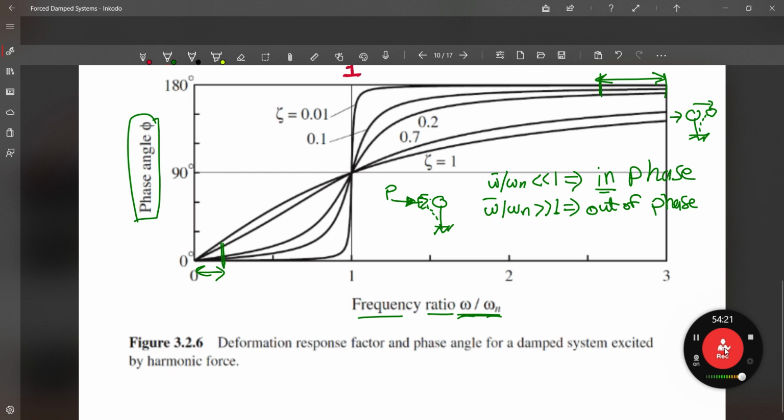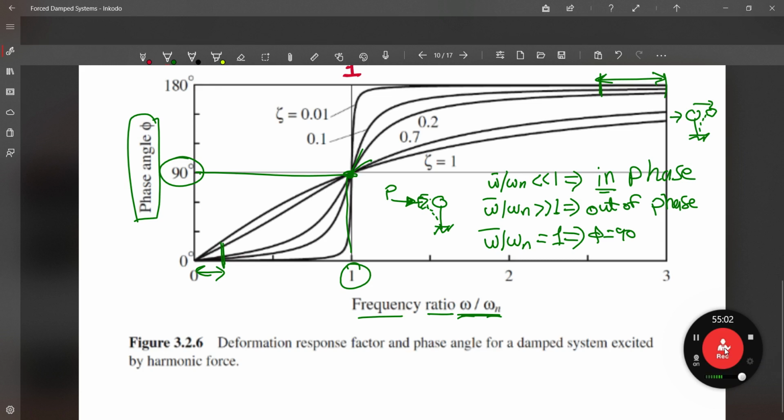And at the end, whenever we have omega bar over omega n almost equal to 1, in this case you are going to find something very unique. This is the case where the forcing frequency is equal to the natural frequency. So this is almost the case where phi equals 90, as you can see here. This is 1, and you're going to find that phi equals 90, pi over 2. This means that for all values of the damping ratio, the displacement attains its peak when the force passes through zero.